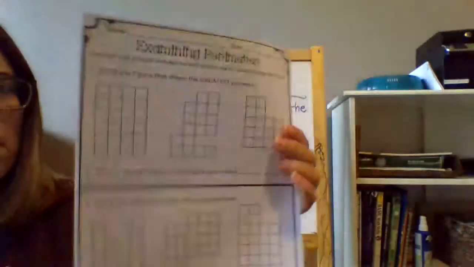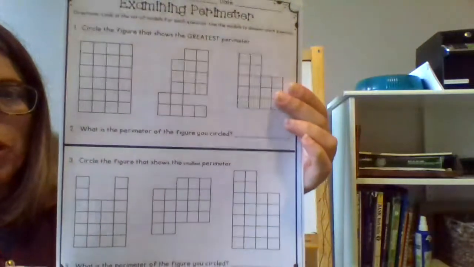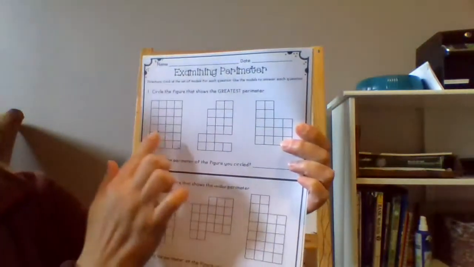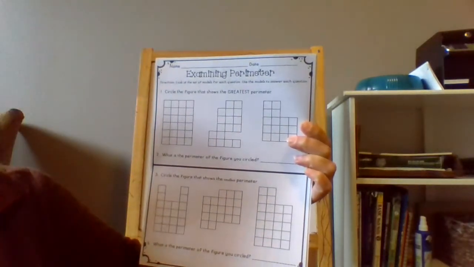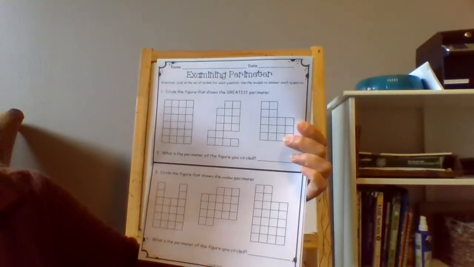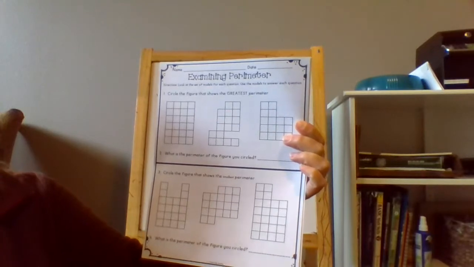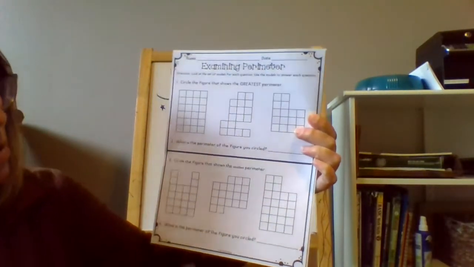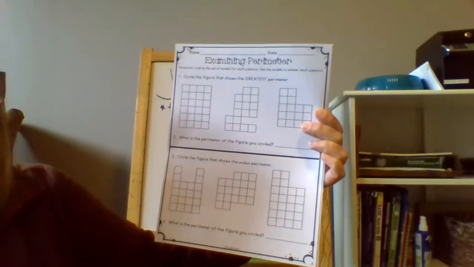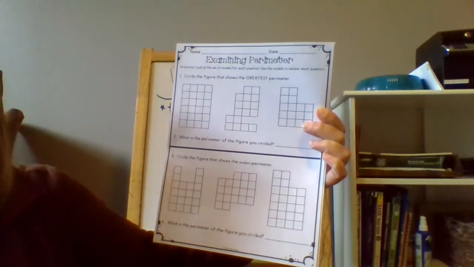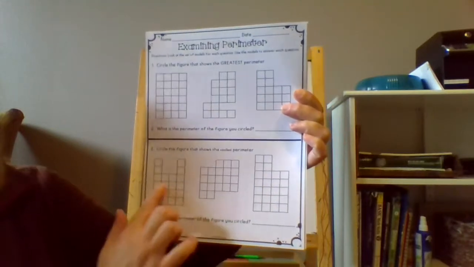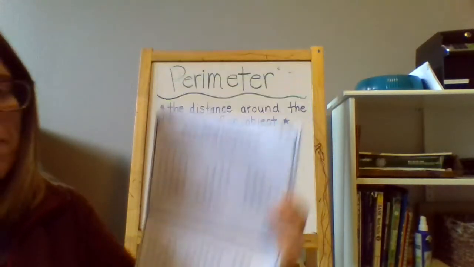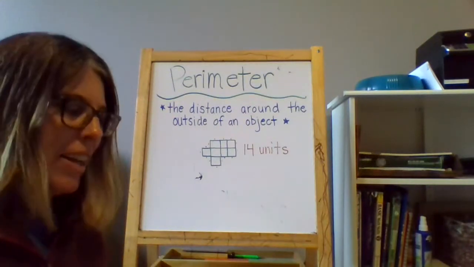And one paper where they're going to want you to compare the perimeter of these shapes. So this question over here says, circle the figure that shows the greatest perimeter. Okay, so you're going to want to figure out which one has the greatest, biggest perimeter. And then this one says, circle the figure that shows the smallest perimeter. So you're going to want to figure out which one of these has the smallest perimeter. Okay, so go ahead and give that a try today.